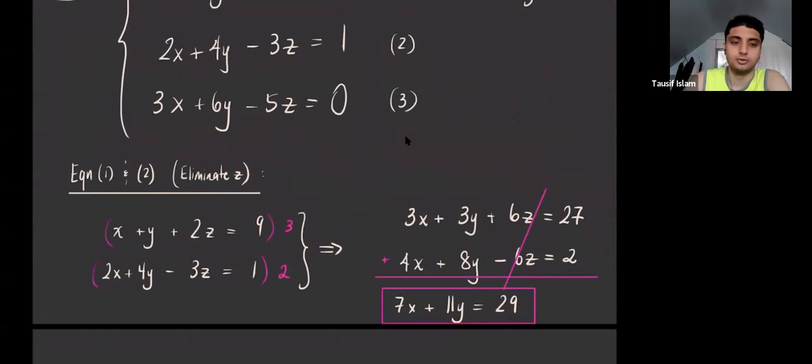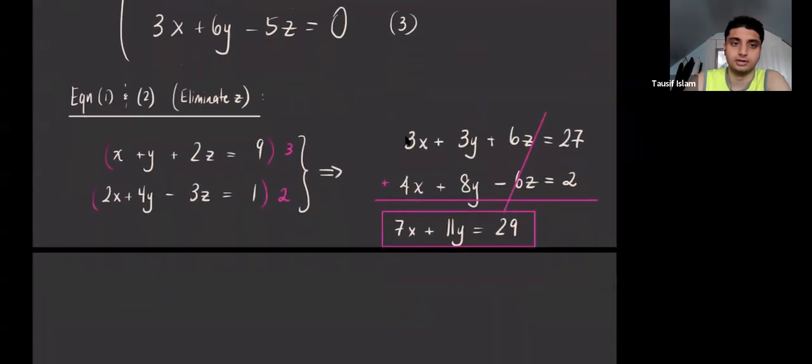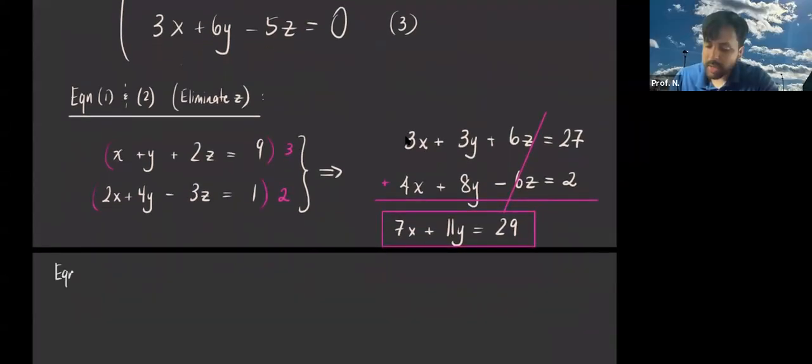Would you use equation 2 and 3 and we'll try eliminating them? Exactly. So I would say, hey, take equation 2 and 3. Since I paired up 1 and 2, why not also do 2 and 3? And do the same thing, eliminate z. So then what do I have?